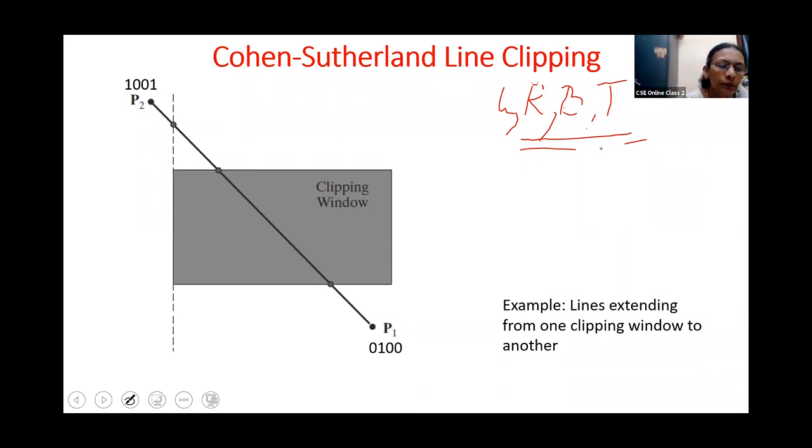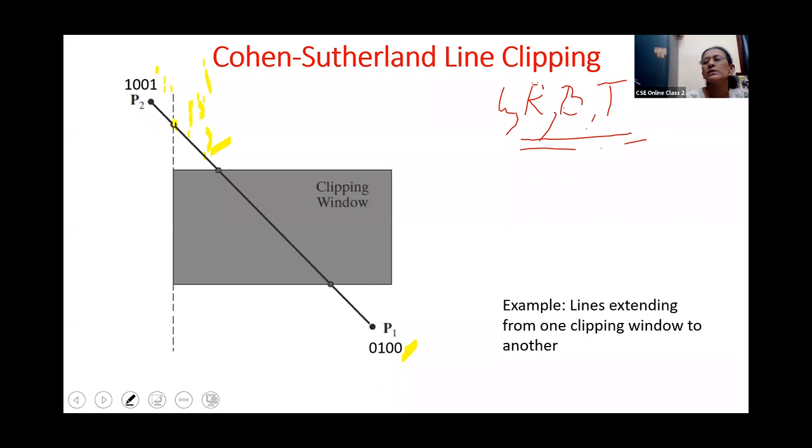Now for P1, the left boundary bit is 0, whereas for P2, the left boundary bit is 1. So that means P2 is lying to the left of the left boundary. We have to clip this line to the left boundary. We are not bothered about points lying outside the boundary, so we will push this point P2 to the left boundary, say P2 dash.